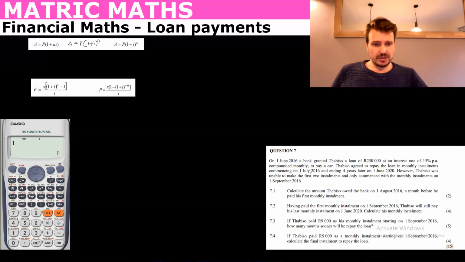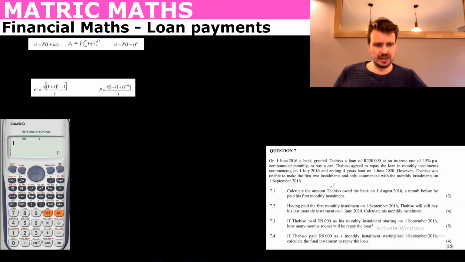Right, so Tabiso ending 4 years on the 1st of July. Okay, so he's paying off the loan in 4 years. However, Tabiso was unable to make the first 2 installments and only commenced with monthly installments on the 1st of September 2016. Okay, so if you take the loan out on the 1st of June 2016, you'll pay on the 1st of June 2020, that'll be 48 payments.